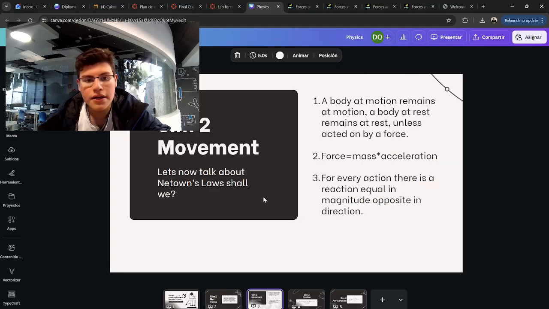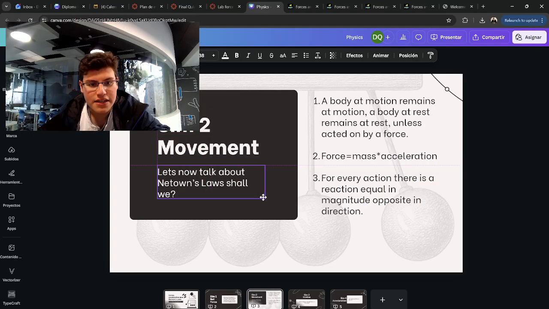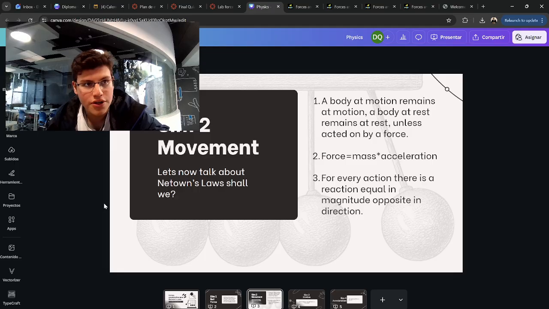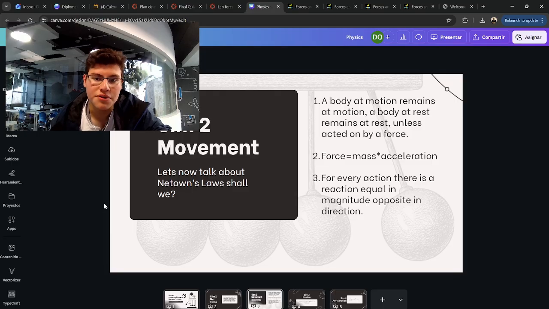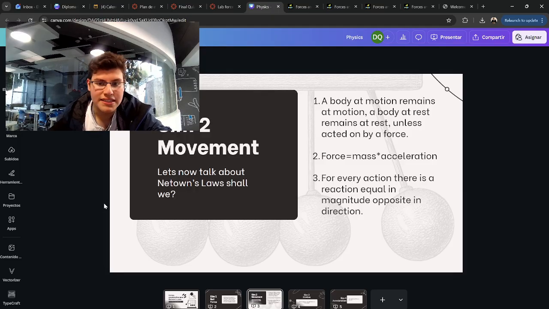Let's keep going. How about we use our second simulator? In this case, we're going to talk about movement. And we first need to do a quick review of the three laws of Newton. Our first law states that a body in motion remains in motion, a body at rest remains at rest, unless they are acted on by a force. Our second law states that force is equal to mass times acceleration. And third, for every action there is a reaction equal but opposite in direction. Equal in magnitude, opposite in direction.